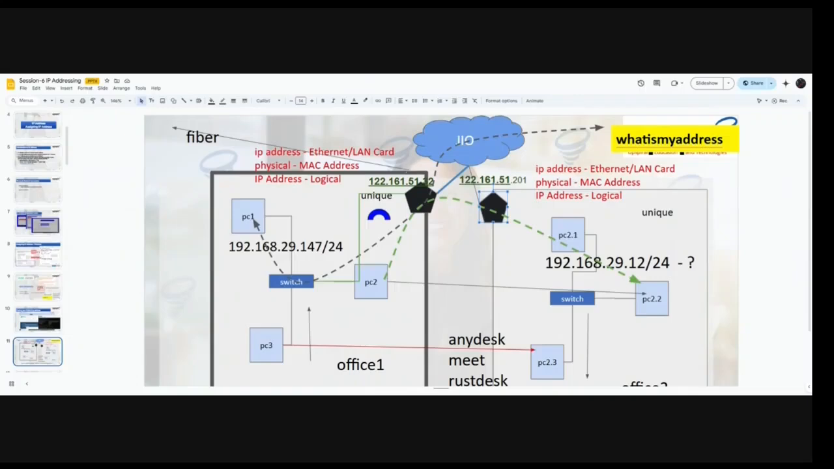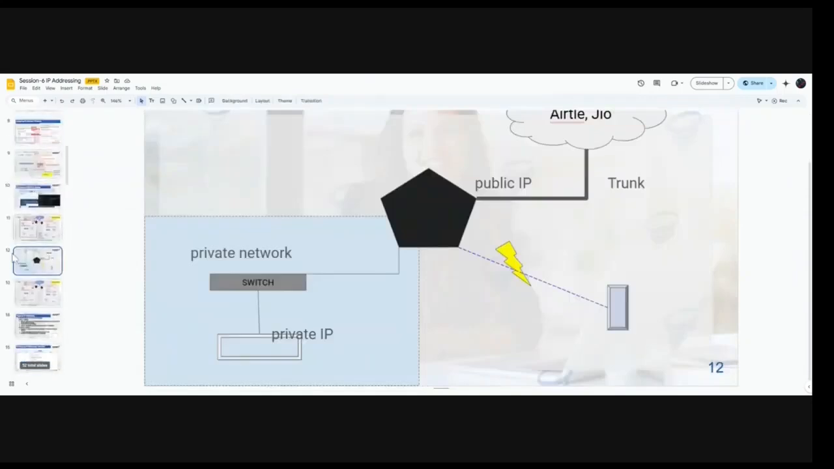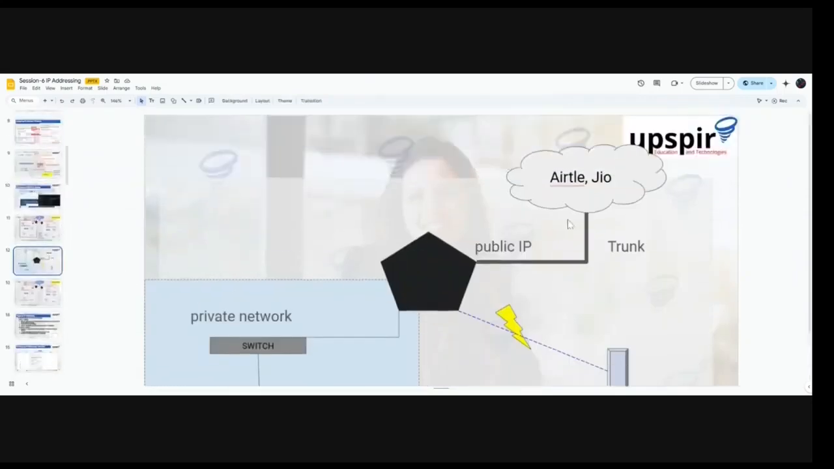Okay. So as I have shown, you can find out your IP address from what is my IP address. Okay. So this is just for information. Again, the same thing explained further. So this is your internet service provider. They are giving you a trunk, as we call it.